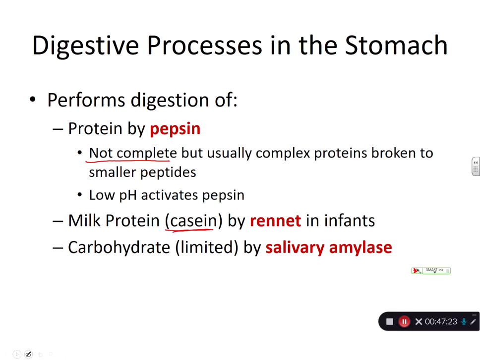So in an infant, because they're not getting any other form of protein other than casein, milk casein, there's an enzyme getting released called rennet. That helps to break down the milk protein. So in an infant, in their stomach, they're not making pepsin, they're making rennet. And this is why a lot of times when babies hit about 6 months, doctors say, okay, you can start introducing some solid foods. But you don't just throw a pizza on their tray table, on their chair.